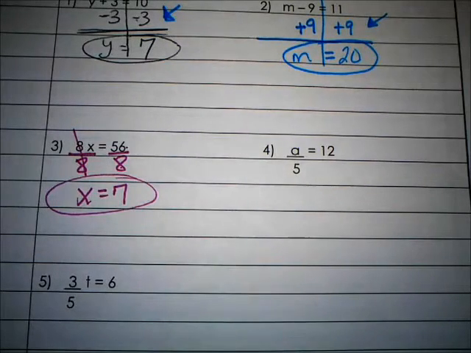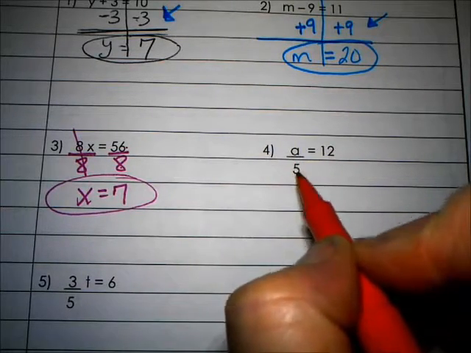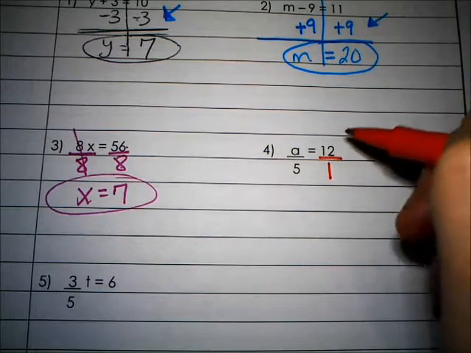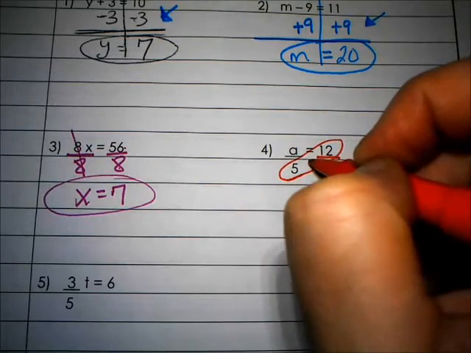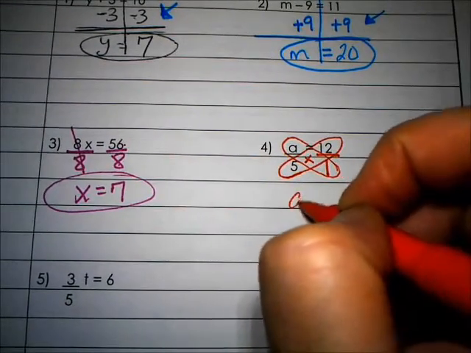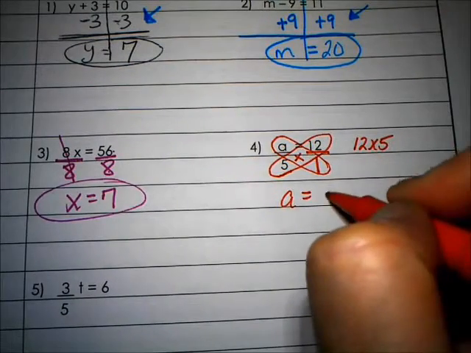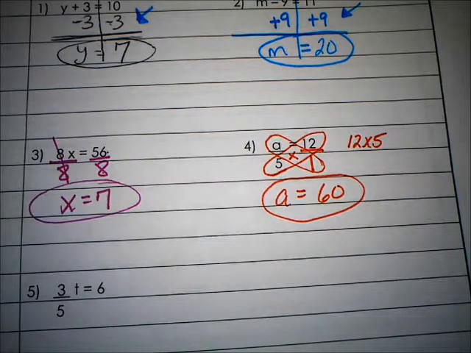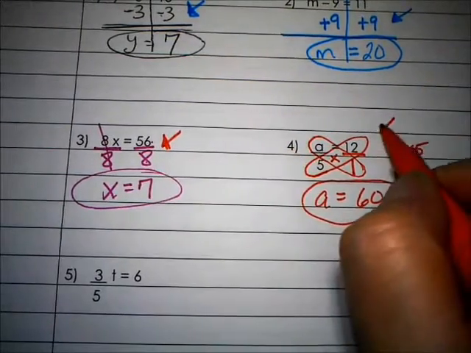On number 4, I see it has a divided by 5, or it's written as a fraction. I'm going to put the 12 over 1 so that I have fractions on both sides. And since this is dividing, I'm going to cross multiply, and that gives me a is equal to 5 times 12. I believe that is 60. You must show me your steps. Make sure you show your steps, what you're doing.